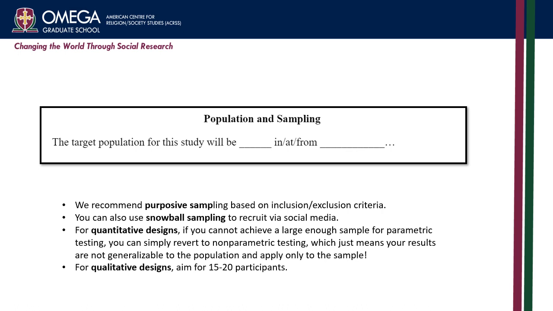And for qualitative designs, it's more of an arbitrary goal, and we encourage you to aim for 15 to 20 participants, which should help you reach what's called data saturation as you're analyzing those qualitative data.